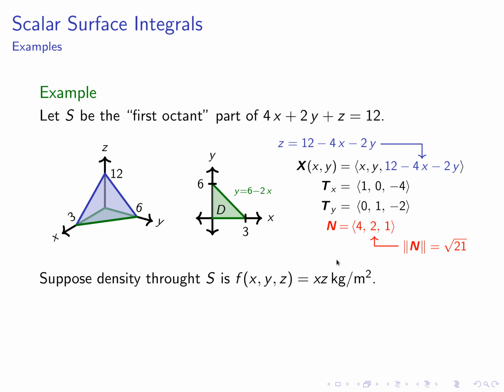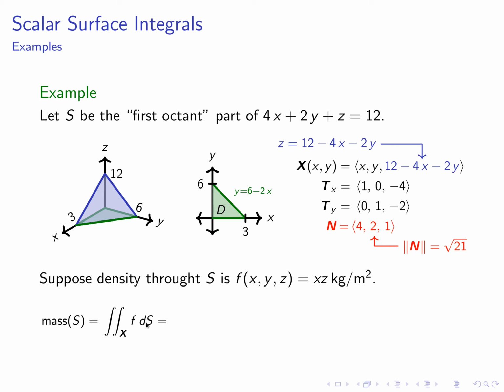Okay, so now let's say that we have a density function. Let's suppose that density throughout the surface is given by f of x, y, z equals x times z, and the units here would be kilograms per meter squared. Well, how do we calculate the mass in this scenario? Well, by definition, the mass is equal to the scalar surface integral, where here we're taking the double integral over the parametrization bold X of f dS.